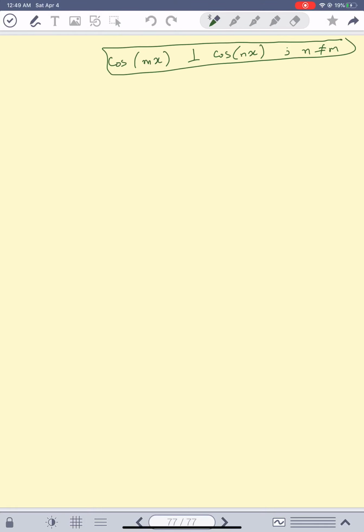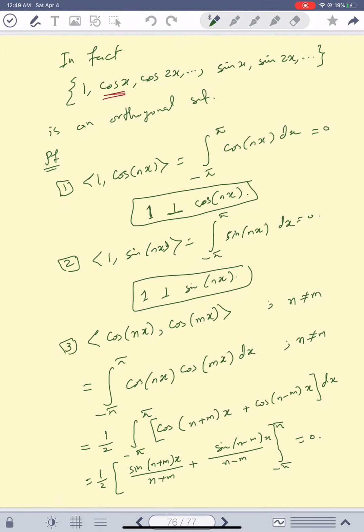So again, remember, I'm trying to show orthogonality of this infinite set. What we've done so far, we started with the 1. We proved that the 1 is orthogonal to all other functions. Then we started with the cosines. We proved in bullet number 3 that the cosines are orthogonal to each other. Then I want to show that those cosines are orthogonal to those sines.